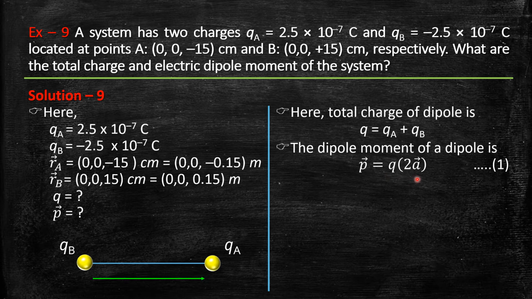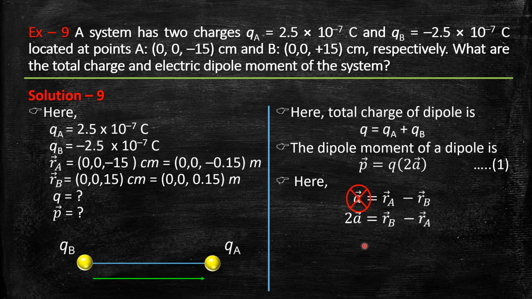Just put value 2.5 into 10 raised to minus 7 for Q. How do we find out 2A? So is it okay if I write A is equal to RA minus RB? So this is wrong because 2A itself is the resultant vector of B and A, not half of that. So distance between B and A is 2A, not half of it is A. So be careful there. When you take RA minus RB, it is 2A itself.